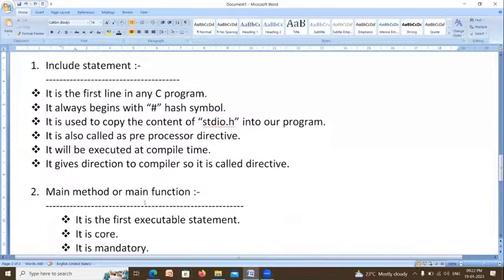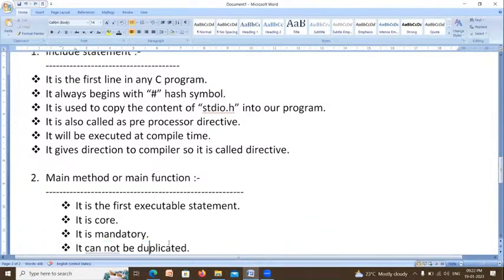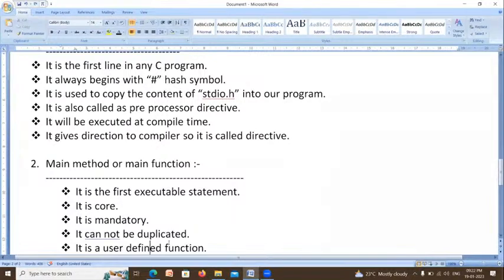The second type of statement is main method. It will execute at the beginning. So it is called the first executable statement. It is very, very important. Means it is core. We have to write the main method. So it is compulsory. It is mandatory. You can write main method only one time. It is not possible to duplicate. You need to write the code for main method. So it is a user defined function.